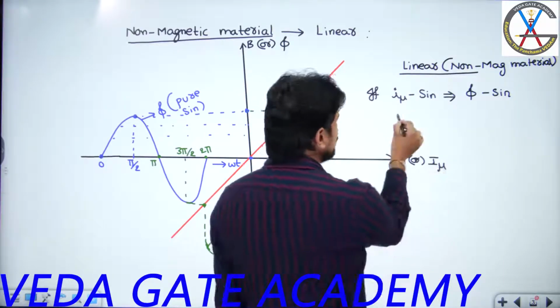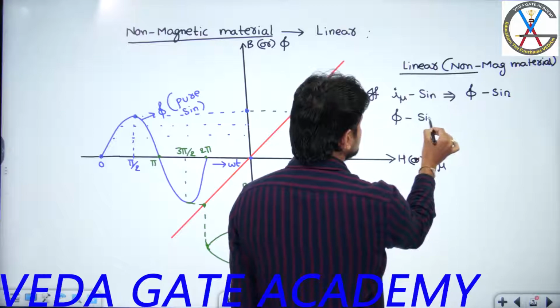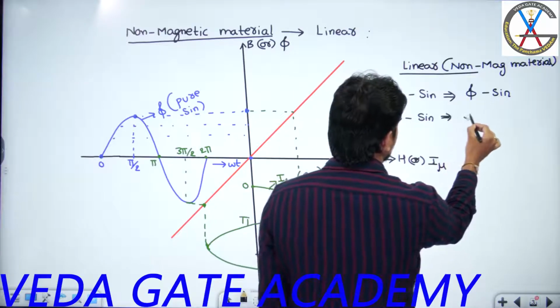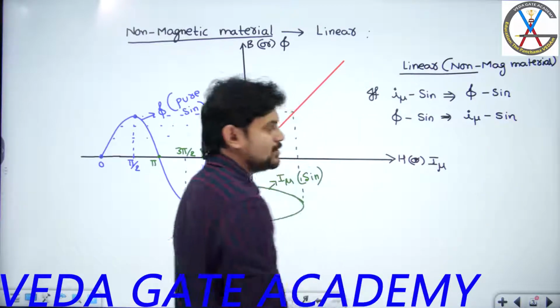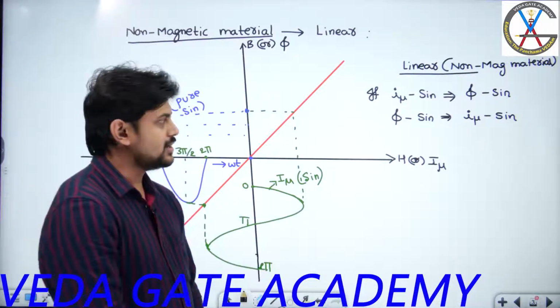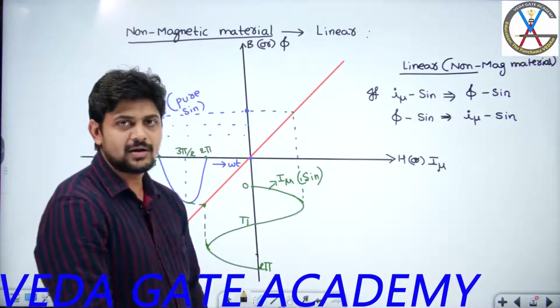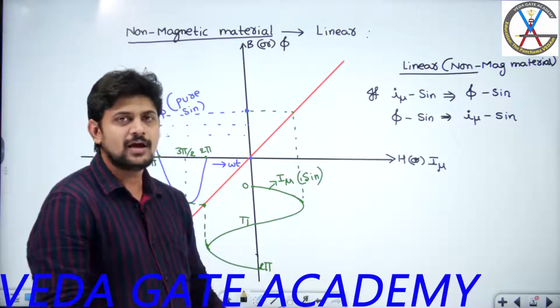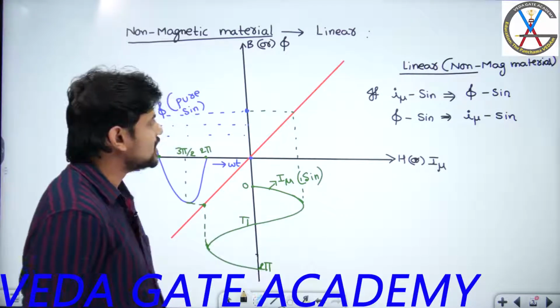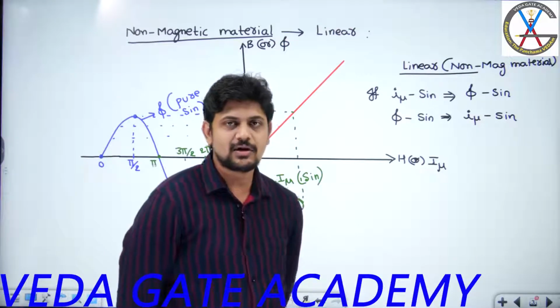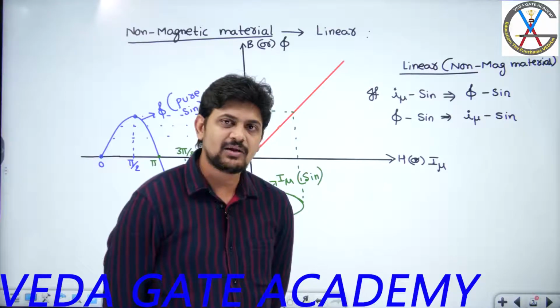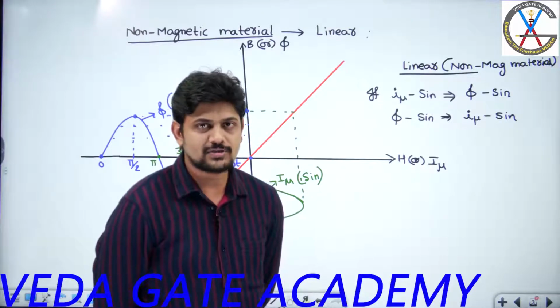Or, in order to produce the sinusoidal operating flux, the magnetizing current must also be pure sinusoidal. So both statements are correct for a linear or non-magnetic material transformer, that means simply an air core transformer. In an air core transformer, in order to produce sinusoidal flux, the magnetizing current must be sinusoidal. Or if I pass a sinusoidal magnetizing current, the flux produced is also sinusoidal.